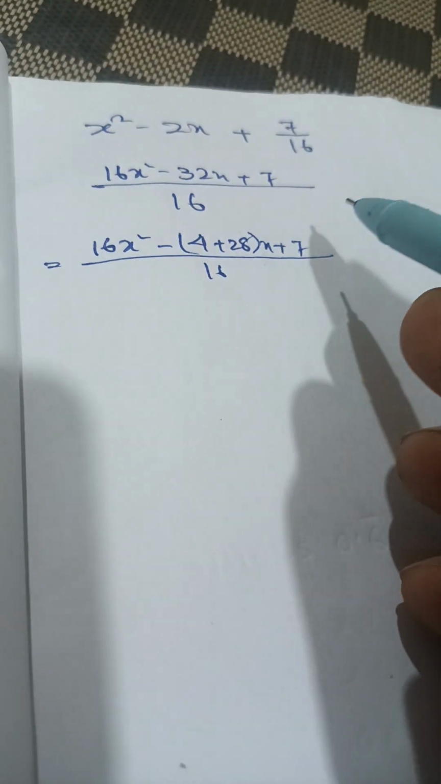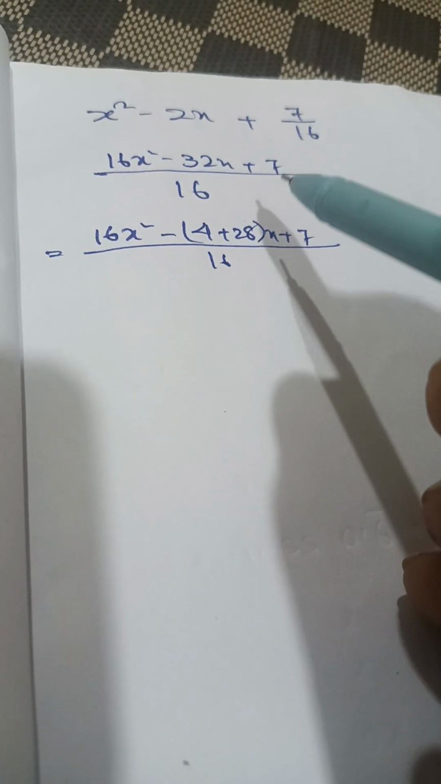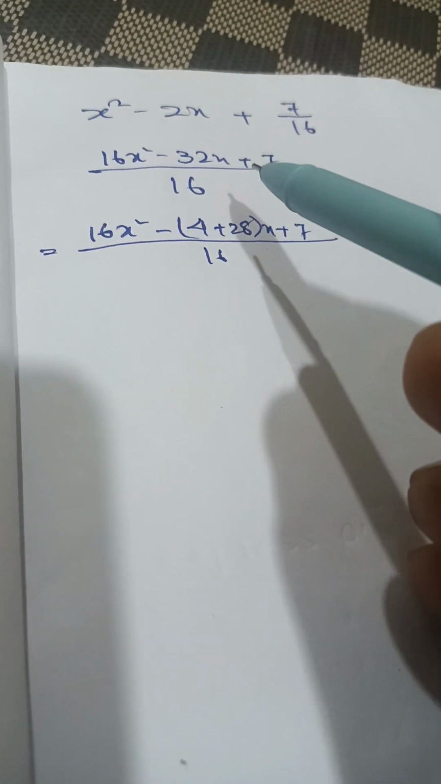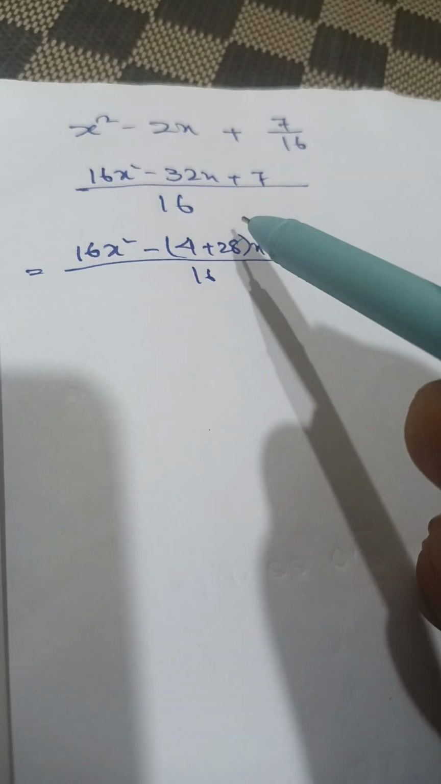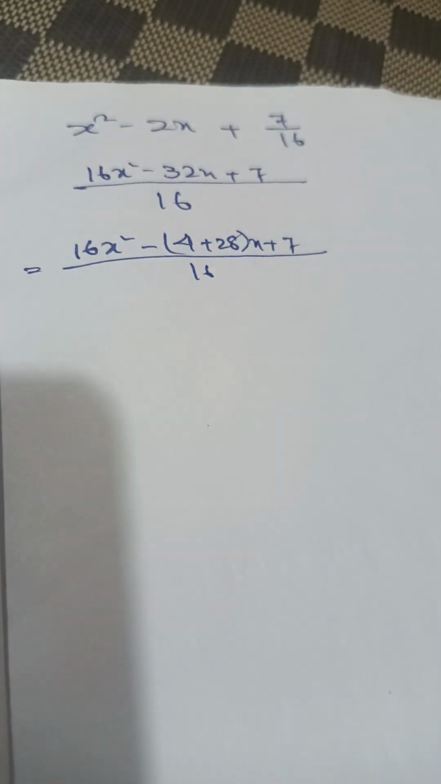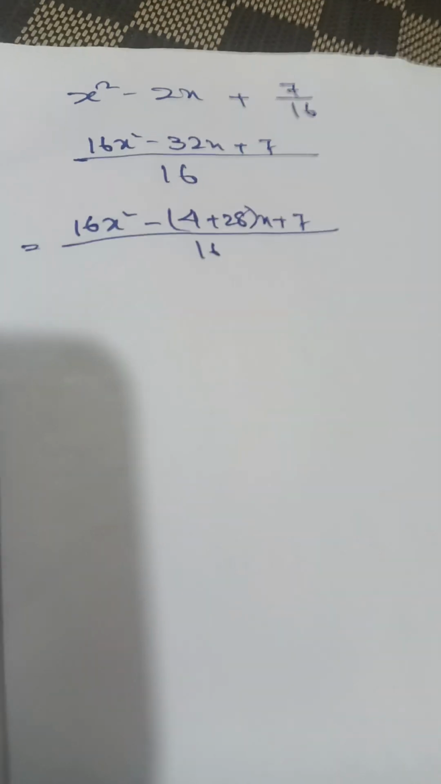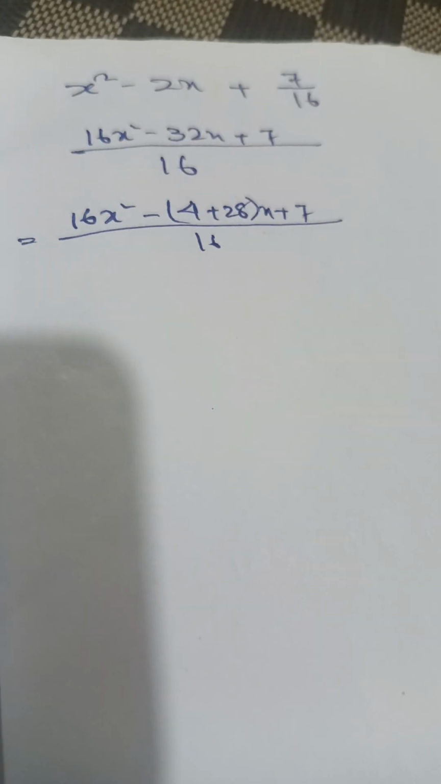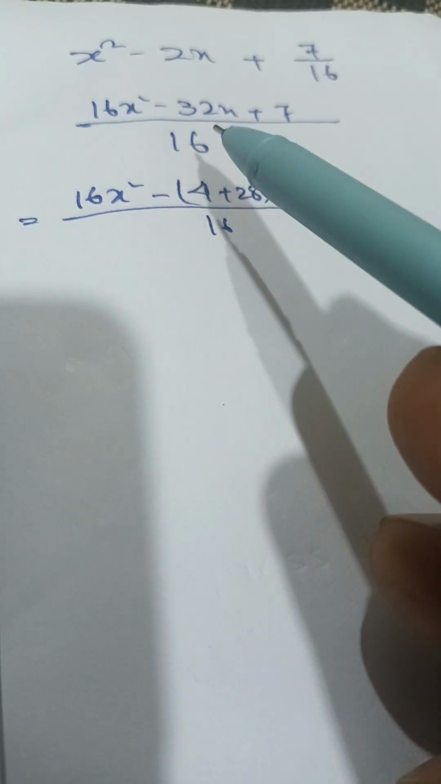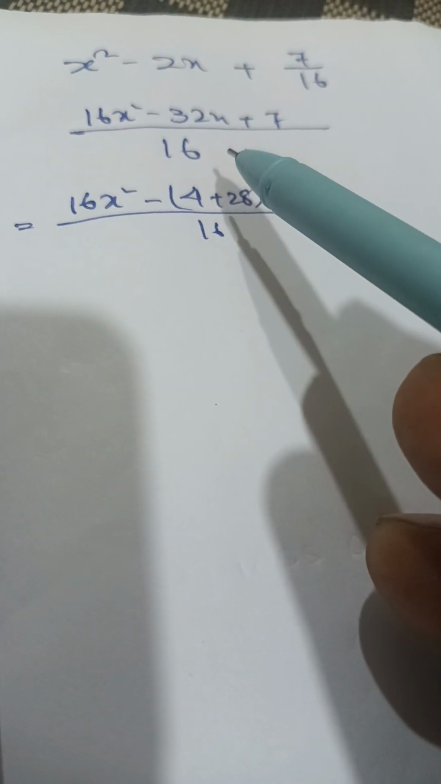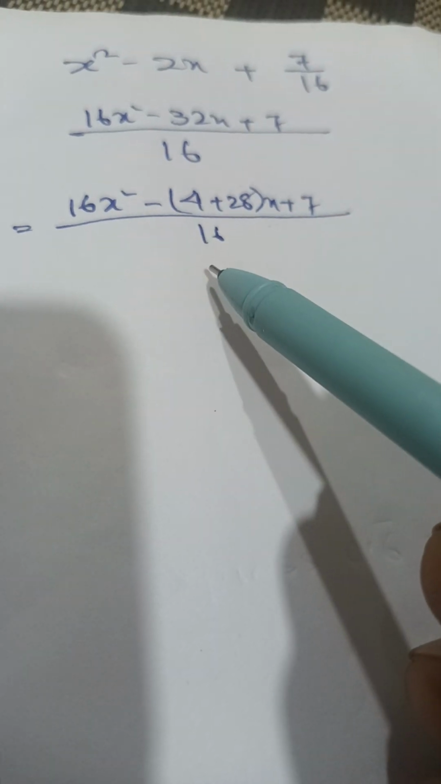So another question, the last one. This is the question. You have to factorize this one. Here if you consider it in the form of a square minus 2ab plus b square, it will not be possible. So I have taken the LCM, which is 16. So when 16 is the LCM, now you see after taking the LCM it will be 16x square minus 32x plus 7. Okay, 16 I have written in the denominator.